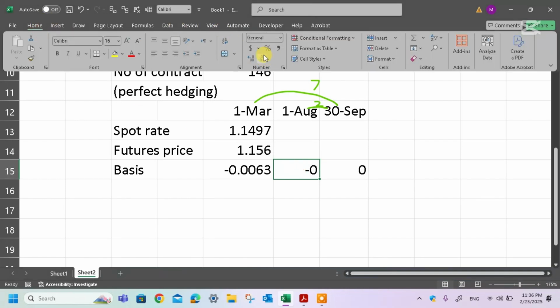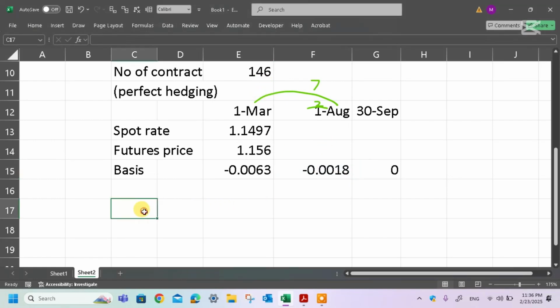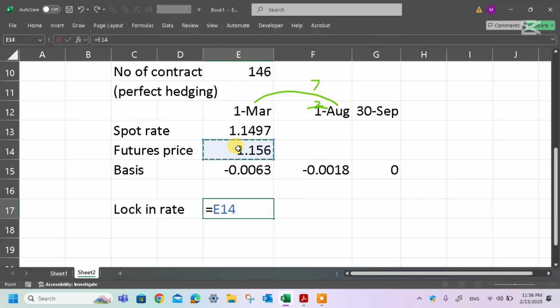Check the decimals. Okay, it has only 4 decimals. The others are 0. After 4 everything is 0. Fine. Then I can say lock-in rate, opening futures price plus unexpired basis. Opening means first, like 1st of March, today's futures price plus unexpired basis.